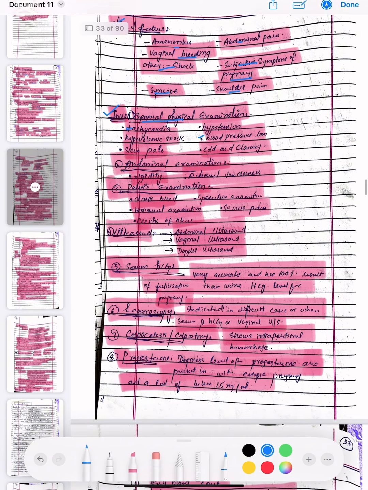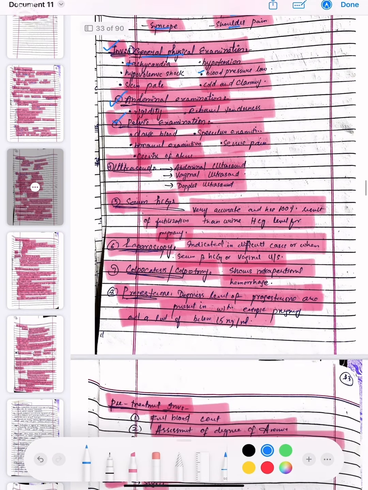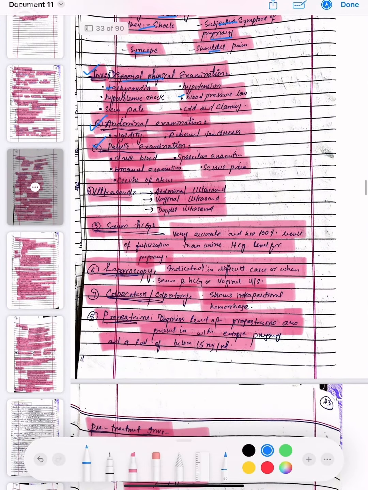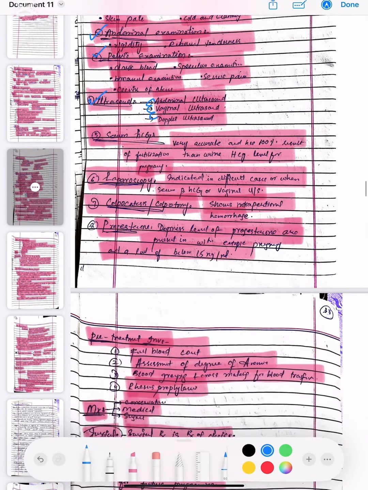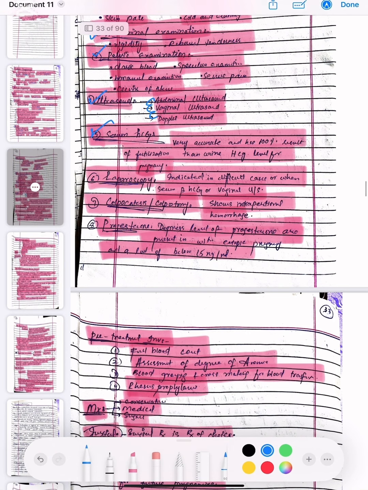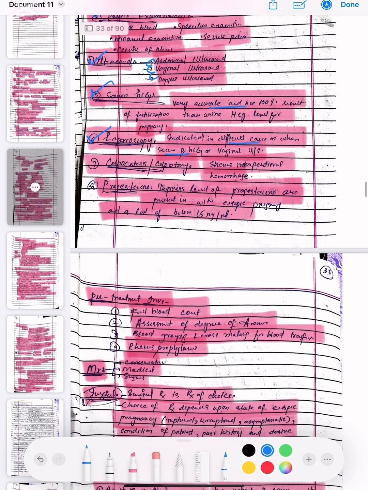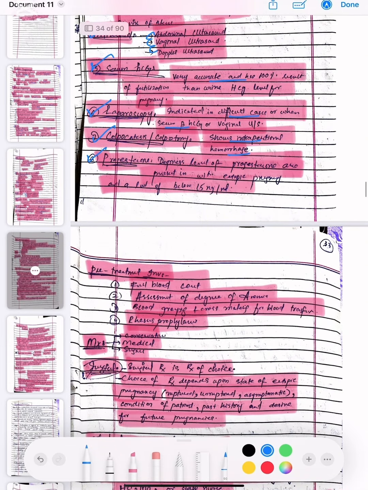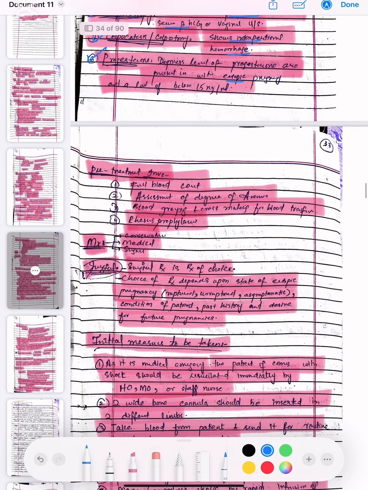This should be checked. Abdominal examination is done, pelvic examination, ultrasound. On ultrasound, abdominal, vaginal, and Doppler, all ultrasounds are done. Serum HCG is checked, and this is a very accurate test as compared to the urine HCG. Laparoscopy is done, which is indicated in difficult cases, or when serum beta HCG or vaginal ultrasound is inconclusive. Colpotomy is done, which shows intraperitoneal hemorrhage, and progesterone is checked. Depressed levels of progesterone are present in ectopic pregnancy, a level of below 50 nanograms per ml.